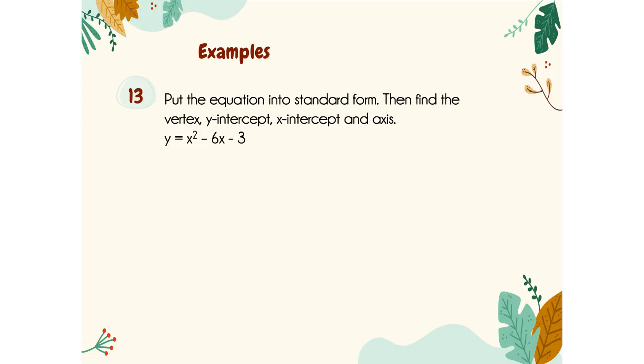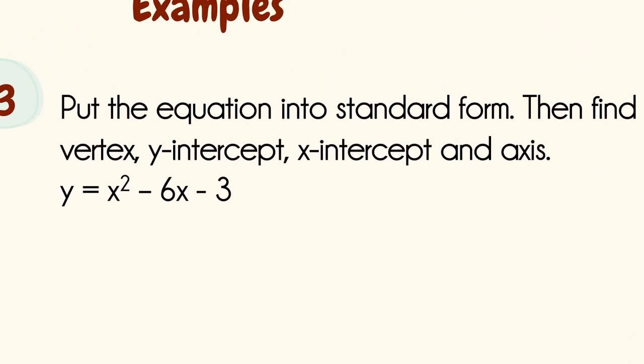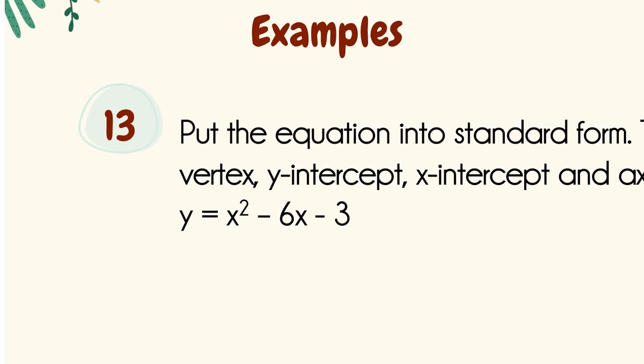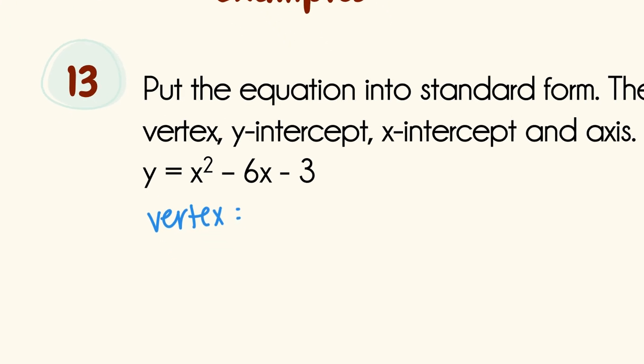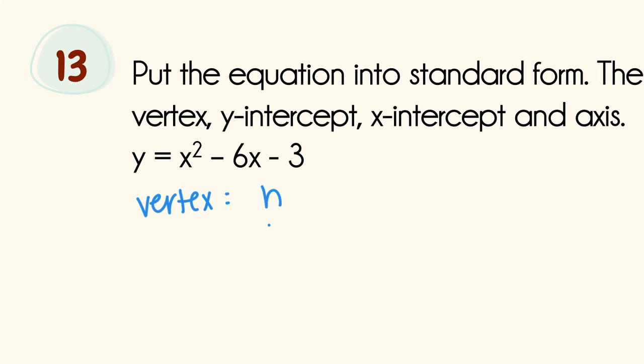So looking at it, let me zoom in. Okay, finding my vertex. Again, it is my h and k. That's what I'm trying to find. It is an ordered pair. So finding my vertex, I'm going to go ahead and write vertex. That's what I'm going to find first, my h and my k. And remember, it's going to be coordinates, ordered pairs.